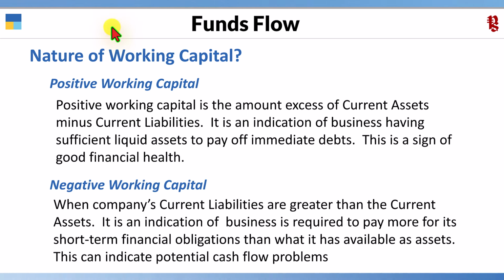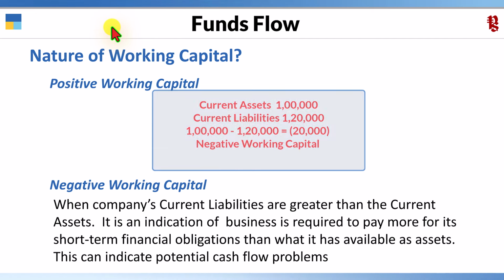So let us understand the next nature of working capital, which is the negative working capital. When a company's current liabilities are greater than the current assets, it is an indication of negative working capital. It also indicates that the business is now required to pay more for its short-term financial obligations than what it has available as assets. This can indicate a potential cash flow problem. So again, let us take the same example. Your current asset is 1 lakh and the total of your current liability is 1,20,000. So in this case, you have minus 20,000 negative working capital.